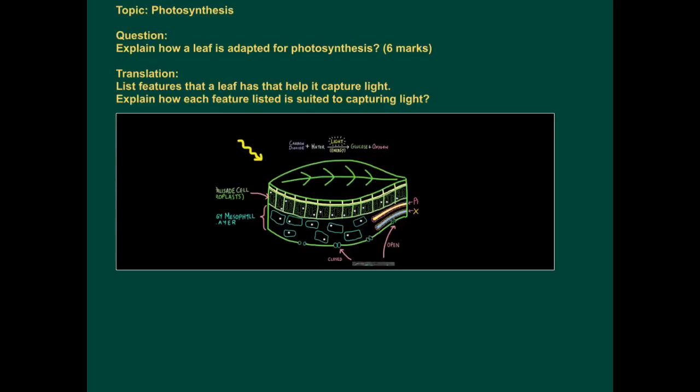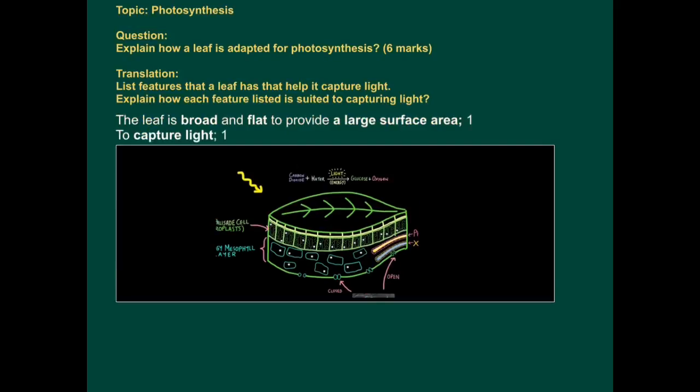It's another adaptation question. So the first thing is listing the feature. The leaf is broad and flat. This creates a large surface area, 1 mark. And how that helps it? It helps it capture light. So it's more likely to capture light, or there's a greater probability of light rays falling on a leaf if it is large, broad and flat.